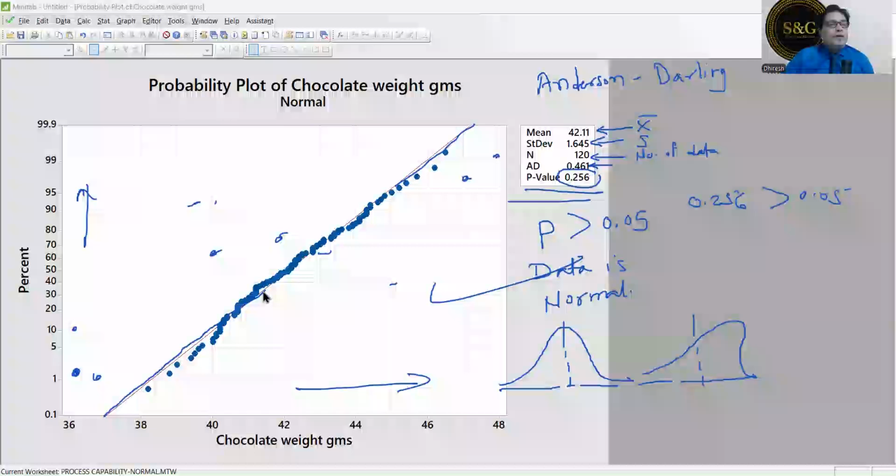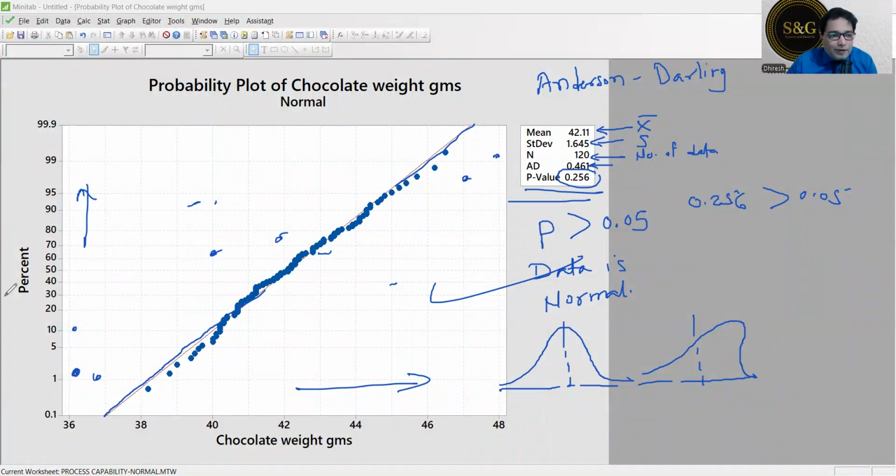If the p-value tells us whether the data is normal or not, then what is the importance of the AD value? It does not have any importance for us. The AD value is a reference value. From the AD value, the p-value is calculated. So to calculate the p-value, we require the AD value calculation. For us, the AD value does not have any meaning, but the p-value does.